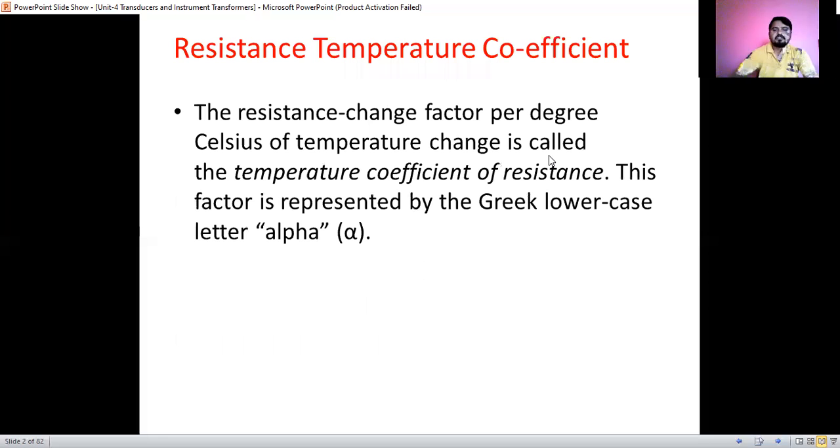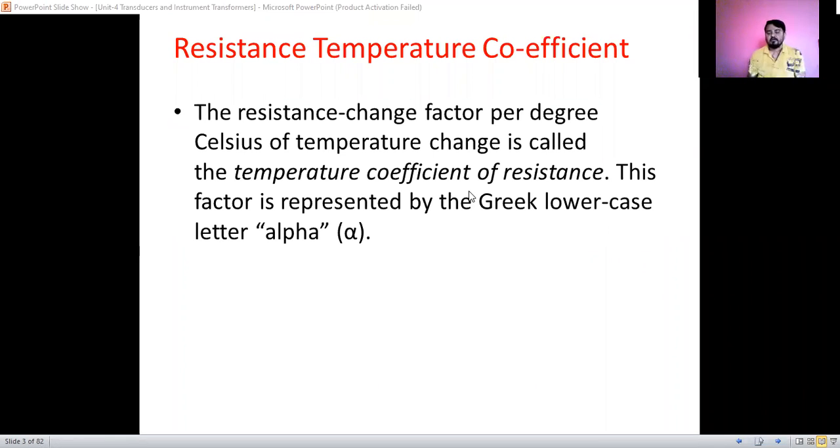So the resistance temperature coefficient is nothing but a resistance change factor. We are going to call it that. The resistance change factor per degree Celsius of temperature change is called the temperature coefficient of resistance, or resistance temperature coefficient. Actually, this one we also call RTC. It is denoted as RTC. Resistance temperature coefficient and temperature coefficient of resistance are both the same.